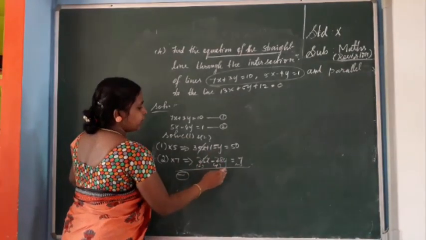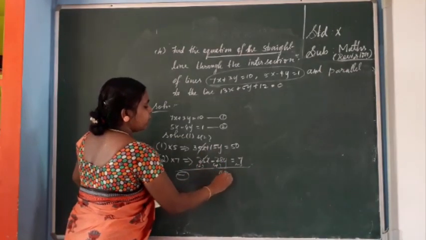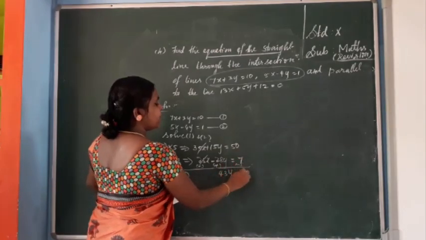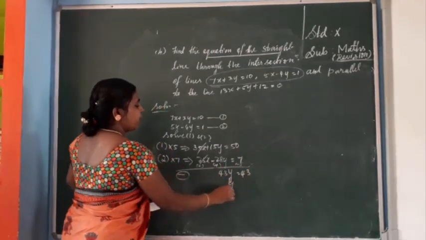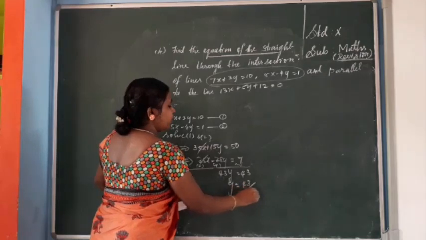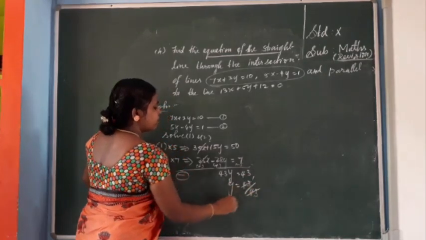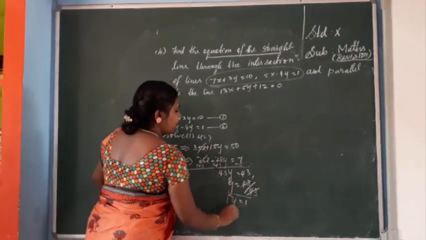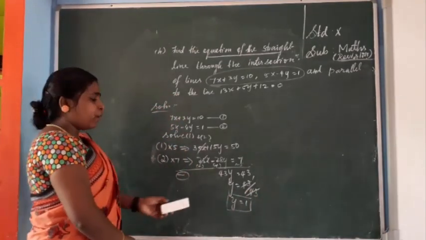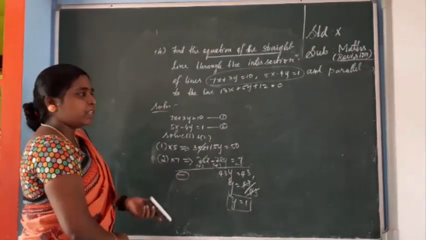So what do you get? 43y equal to 50 minus 7, which is 43. y equal to 43 divided by 43, so the value is y equal to 1. After getting the y value, you can find the x value easily, isn't it?